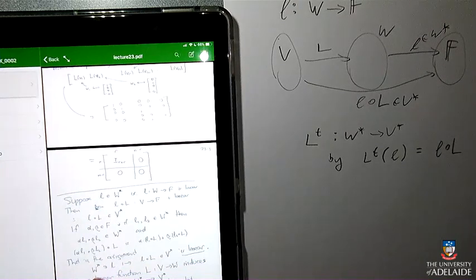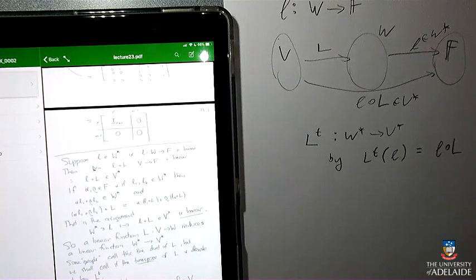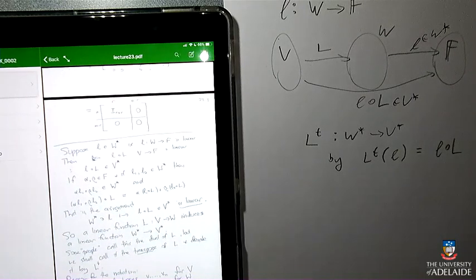So the assignment which does that is linear. So a linear function from V to W induces a linear function from W star to V star. Some people call this the dual, but we'll call it the transpose. Oh, that's way better than last year's definition.